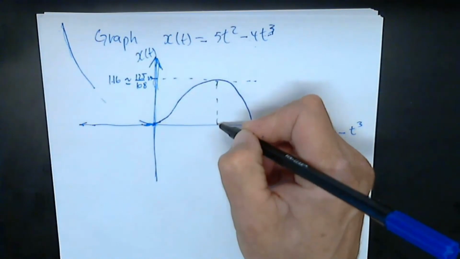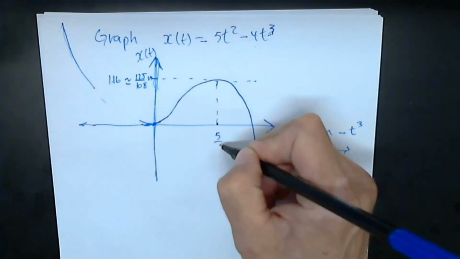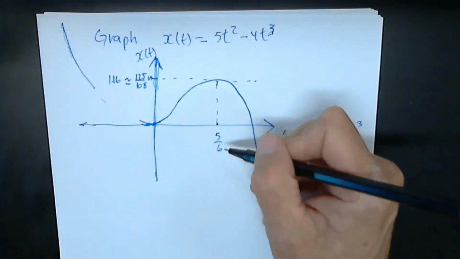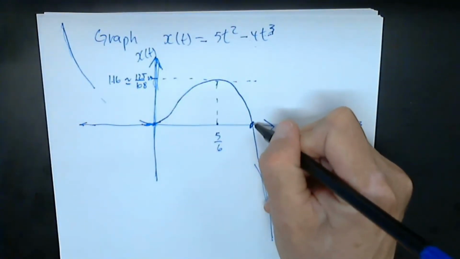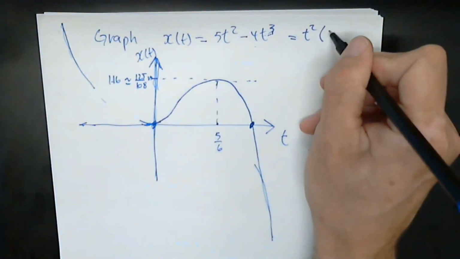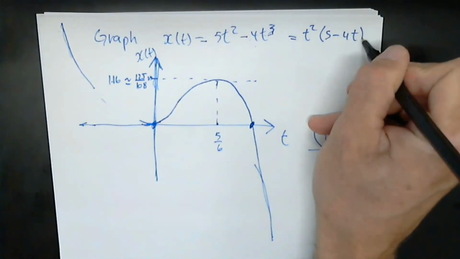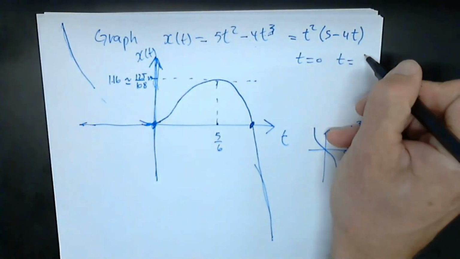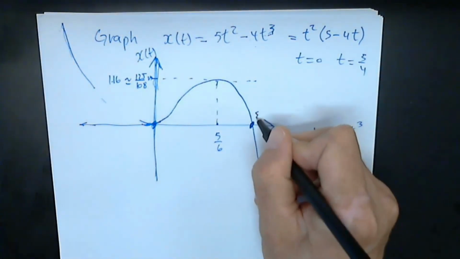And this is the maximum that happens at 5 over 6. And how do I know this 0? What is this point and this point? That's easy, because it's just taking t squared as common factor, 5 minus 4t, so t equals 0 and t equals 5 over 4. So this is 5 over 4.